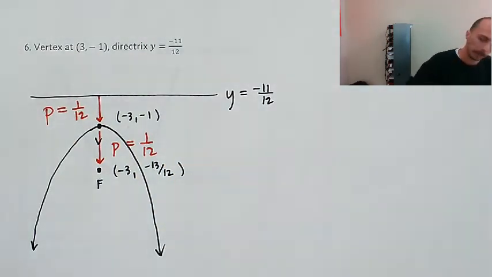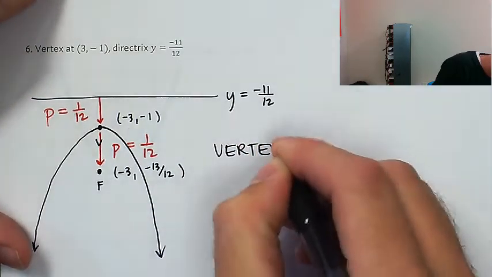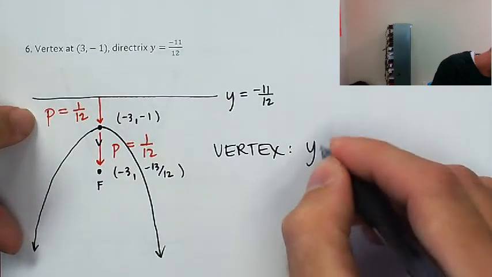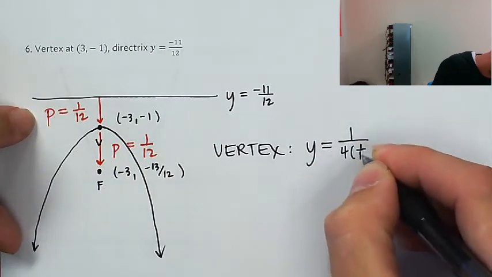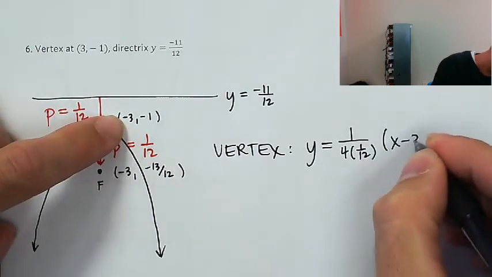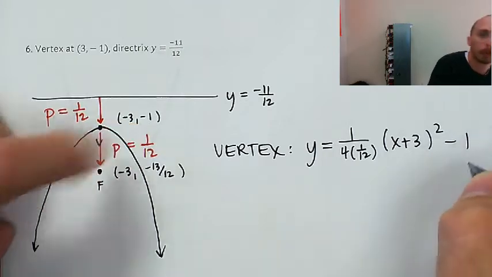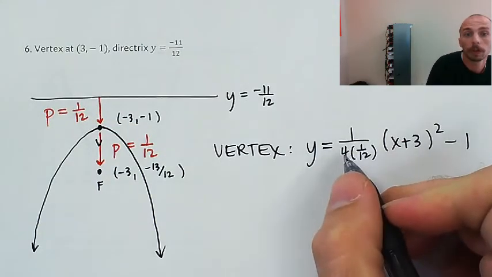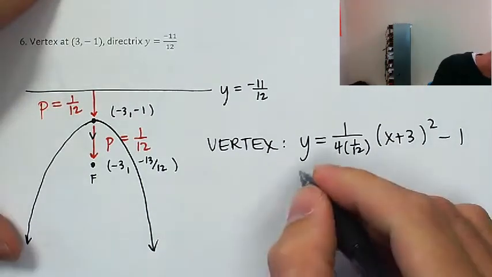And then I'll write a vertex form equation. That'll be y equals 1 over 4p multiplied by x minus the x coordinate squared plus the y coordinate of the vertex. So 4/12 is 1/3. 1 divided by 1/3 is like multiplying by 3, so I'll have 3 times x plus 3 squared minus 1.